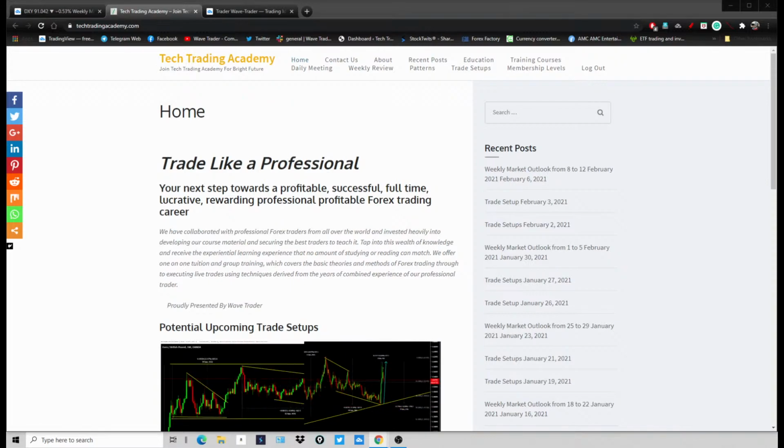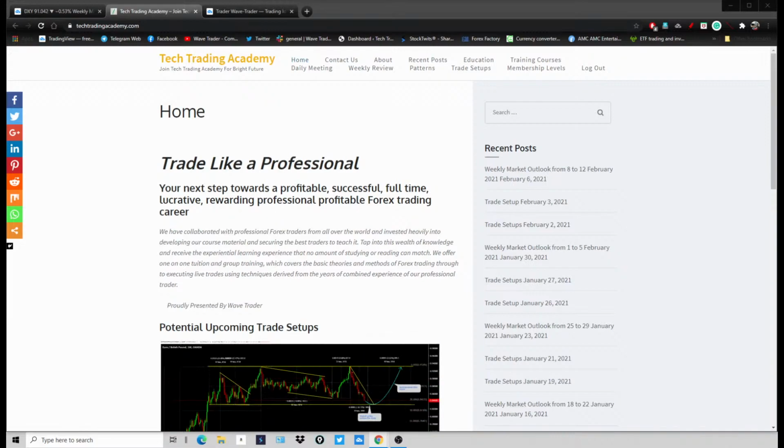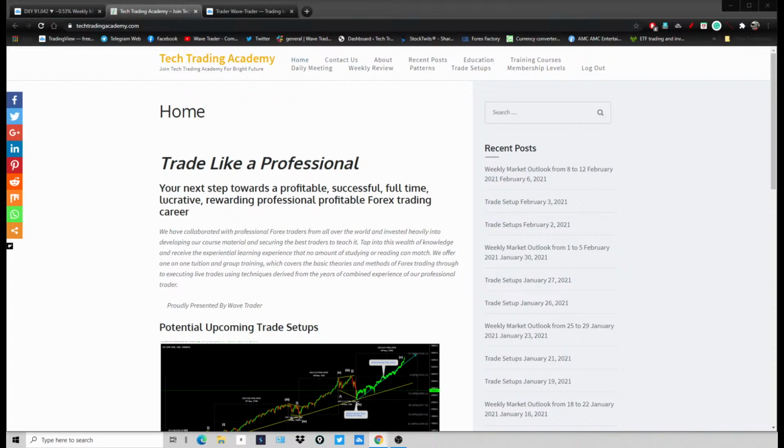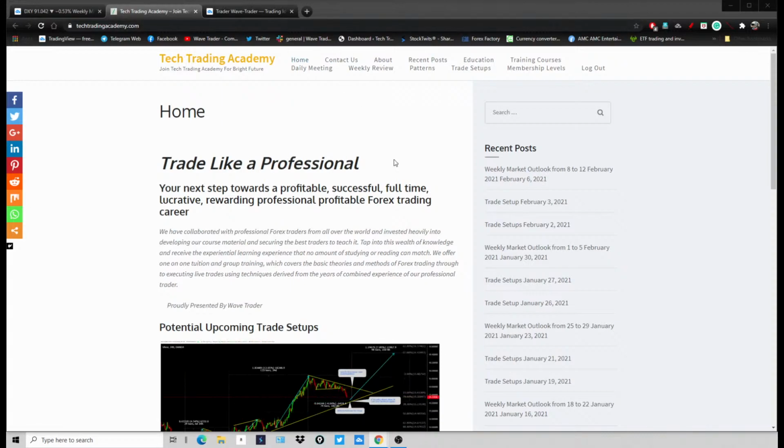Last week was pretty good. We were having a risk on move, and equities were pushing, and the risk on assets were on the rise, and risk off assets were on the fall. Okay, so let's move on.